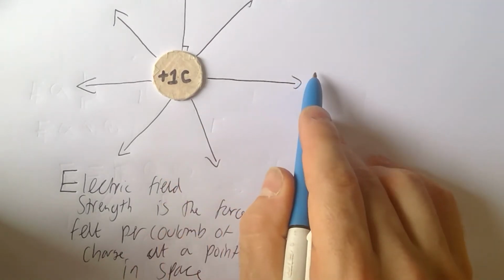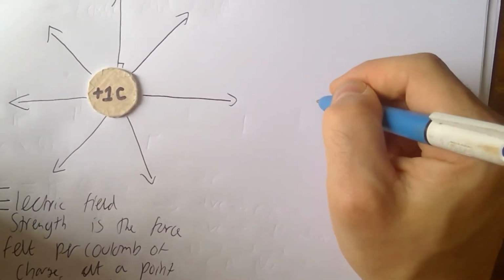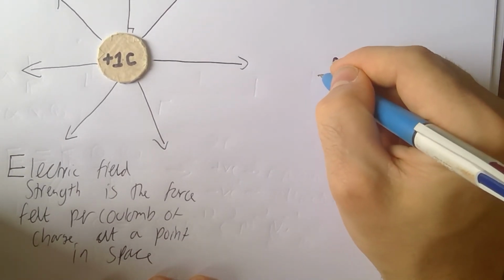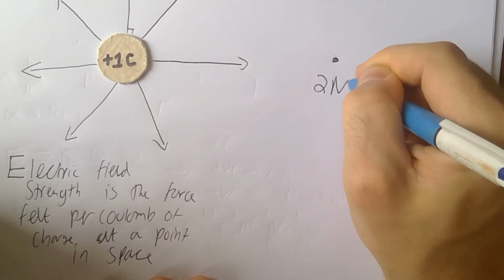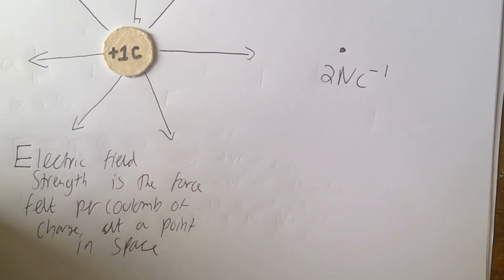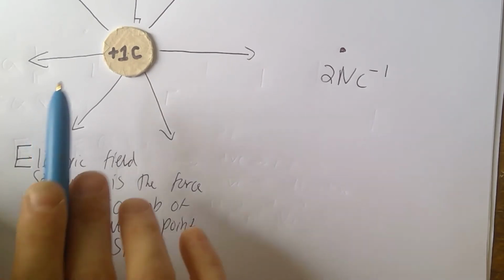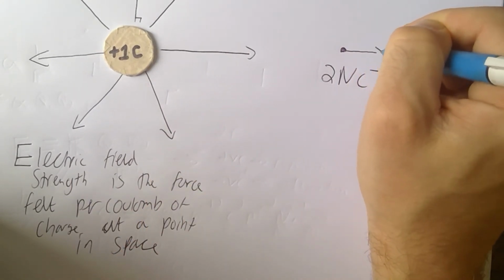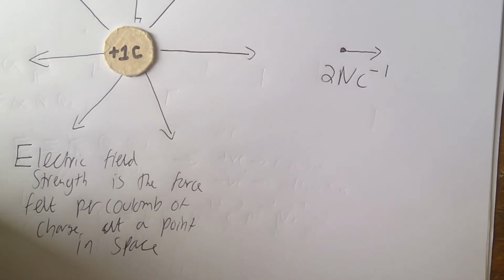So let's just suppose the electric field strength at this point here is 2 newtons per coulomb. That could be an electric field strength. It also has a direction. The electric field has a direction, so the direction of that field would be that way. So an electric field, in general, is just a region of space in which charged particles feel a force.